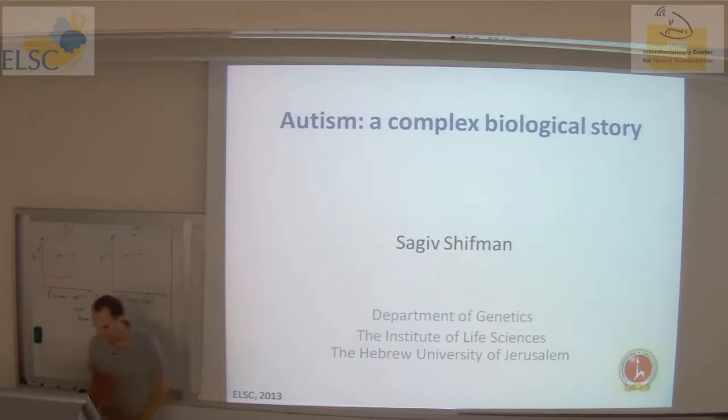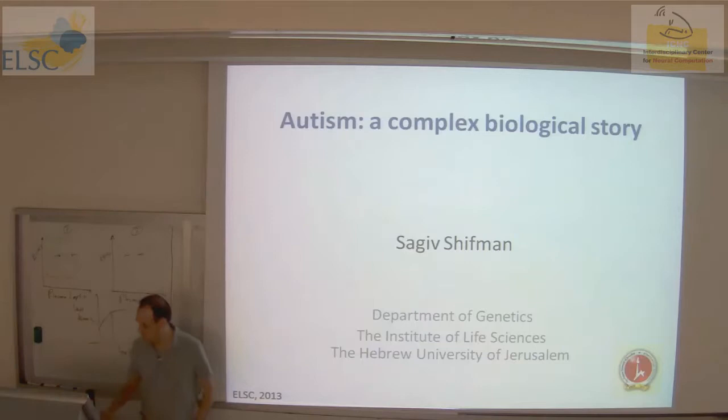So, as you see, the topic is autism, a complex biological story. This is, I think, one of the main messages of this talk. Some people don't like that I say it's complex, because this means that maybe we cannot understand it, like some people say of the brain. But what you're going to see in my talk is that autism is not just one entity. It's not just one disorder. It's a collection of, I would say, different disorders. We still don't understand most of it, but our knowledge is increasing with time, and we know much more than what we knew just a few years ago.